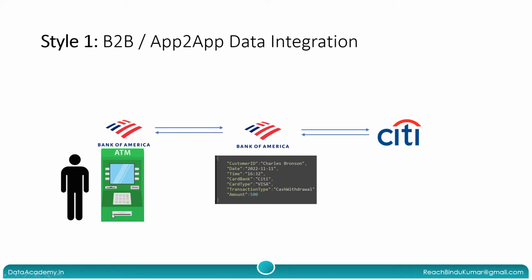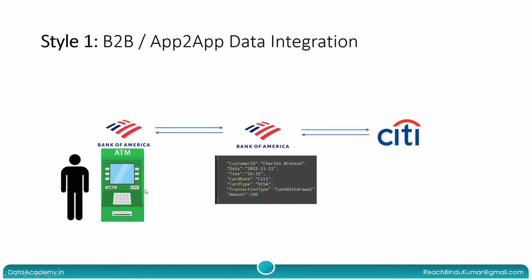When this person uses a Citibank card in the Bank of America ATM, the cash is still dispersed. Assume that it's a withdrawal that is happening, so the cash is still withdrawn by the person. So how does this work? Here is where you have to bring in the concept of data integration between the two different banks. It works something like this.